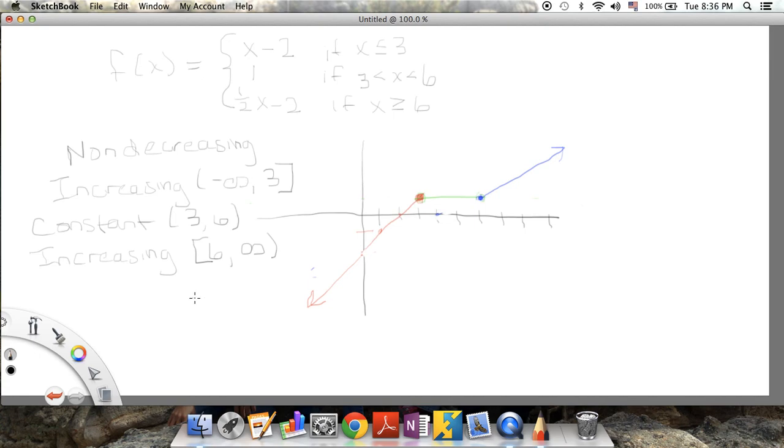This function is not one-to-one because we have a horizontal line problem here. If we pass a horizontal line through here, we're going to hit a whole bunch of points. So we have x values that all have the same function value. So it's not one-to-one.